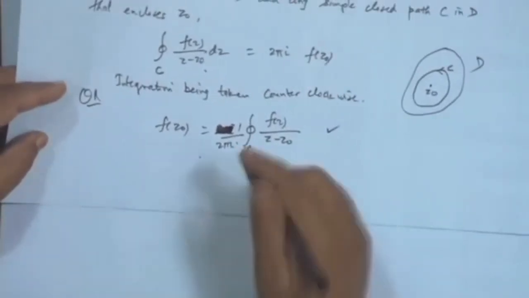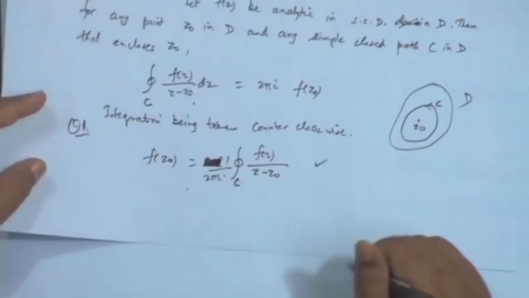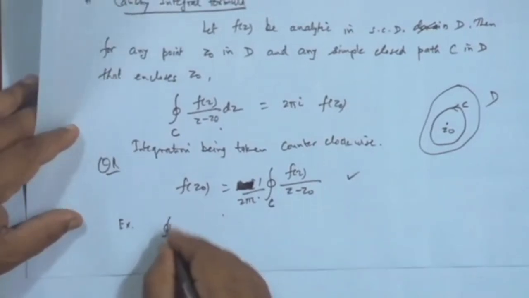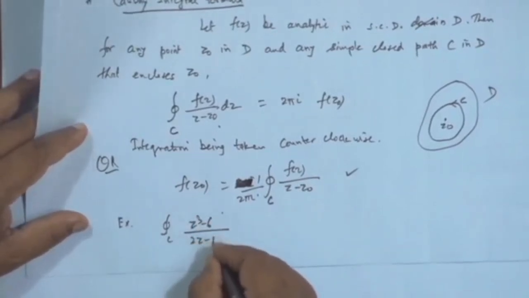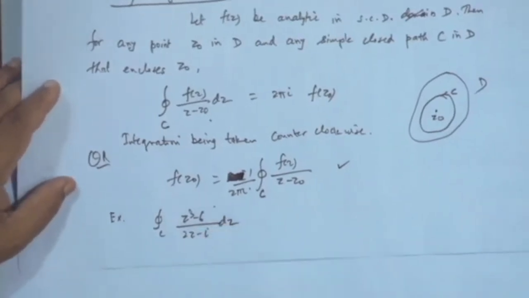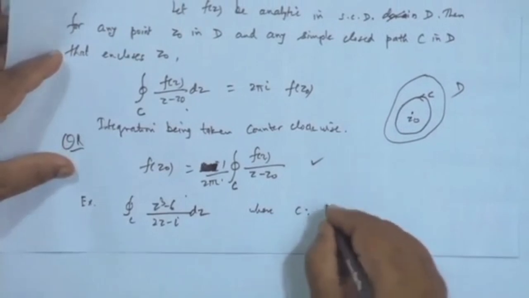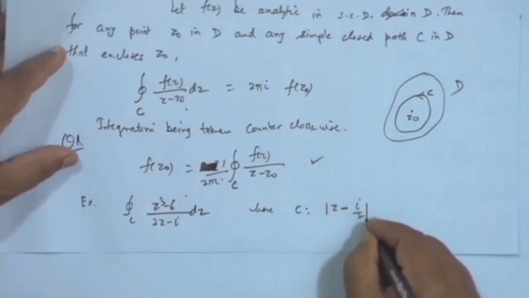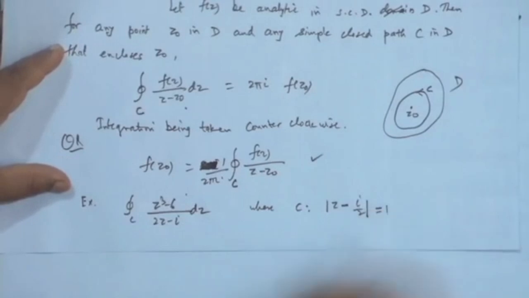We will see the proof, but first let us see the advantage of this. Suppose we wanted to calculate the integral of a function, say z cube minus 6 over 2 z minus I, where C is the circle mod z minus I by 2 equal to 1. Then z naught is I by 2, inside the circle, with center I by 2 and radius, say, 1. Okay.